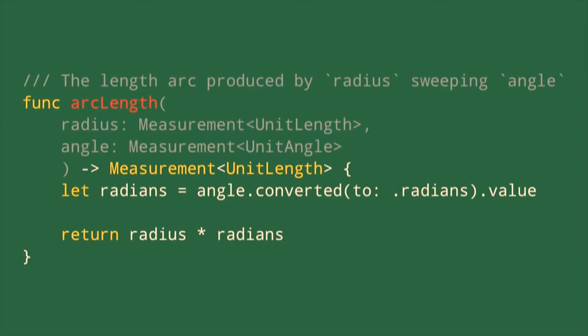So we changed this a bit. Excuse the indentation, it's not how I write code, honestly. It's just so you can fit it on a slide. So you change it, you say radius is a measurement that has a unit length, and an angle is a measurement that is a unit angle. And it returns a unit length.